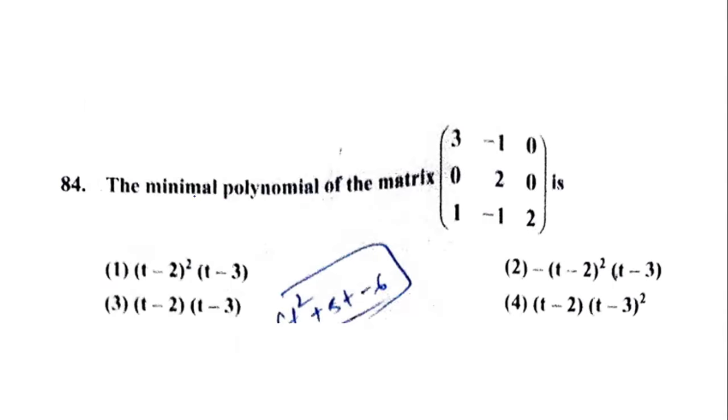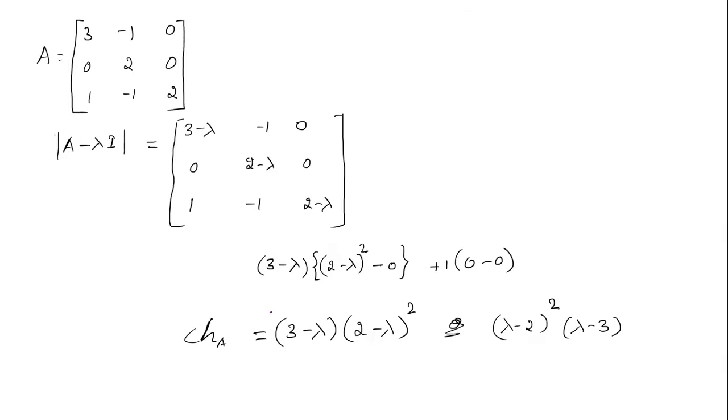Next, the minimal polynomial of the matrix [3, -1, 0; 0, 2, 0; 1, -1, 2]. First find the characteristic polynomial of this. Characteristic polynomial of A is (lambda minus 2) whole square times (lambda minus 3).